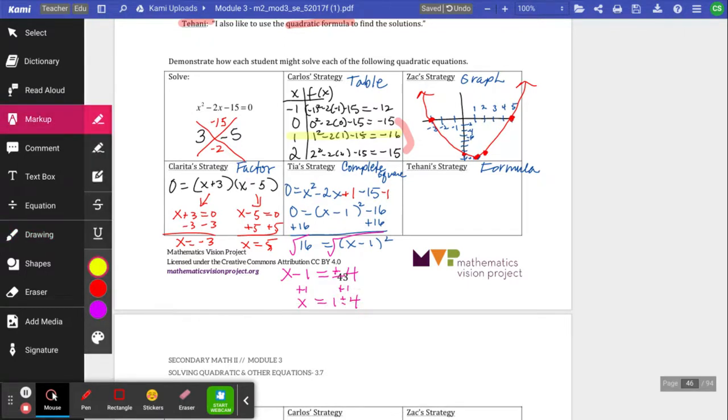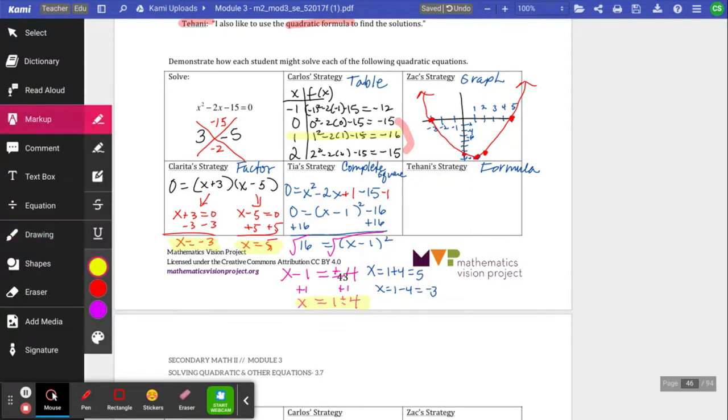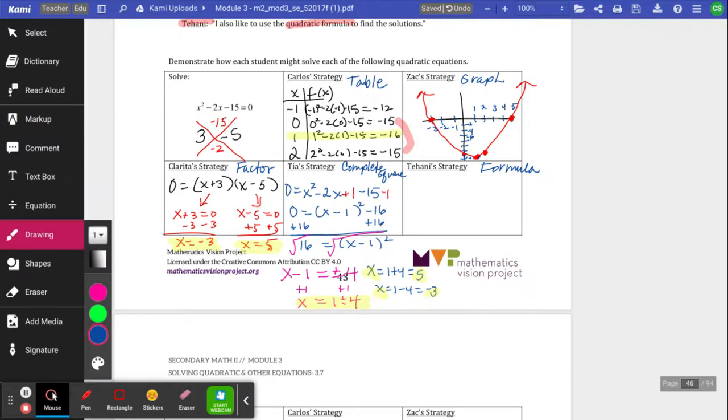Now I just did this problem already with another strategy. I know the answer is supposed to be negative 3 and 5, but I got 1 plus or minus 4. Can you see how that turns into our answer? 1 plus 4 equals 5. 1 minus 4 equals negative 3. And there we go. Now I can see that they match. So there's our same 2 real roots that we got with Clarita's strategy, factoring, but we did it with completing the square. Last, we're going to do the full formula.